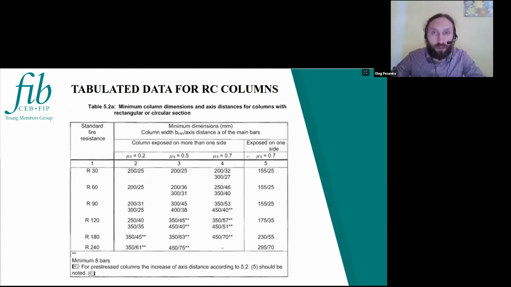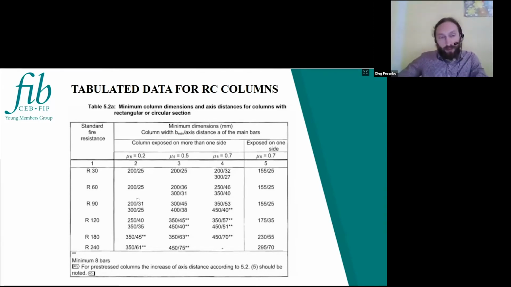As you can see, this is a tabulated data for RC columns. In this table, standard fire resistance of columns depends on such factors: cross-sectional dimensions, minimum of these dimensions, width or height, also axis distance of the reinforcement bars of the columns, number of sides of fire exposure, 1, 2, 3, or 4 sides or more than 4, and a degree of utilization or load level in the fire situation of the column.